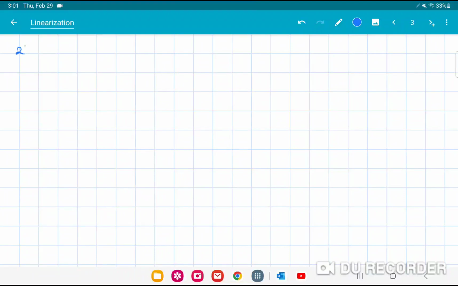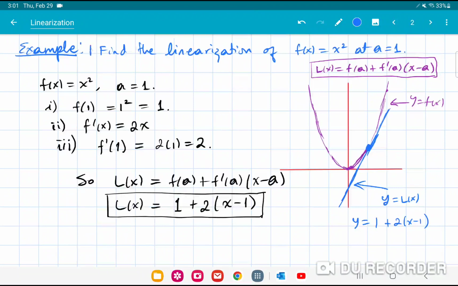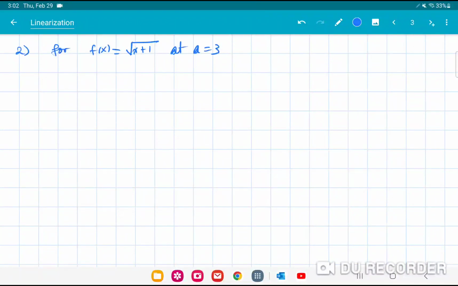So let's find the linearization for the function f of x equals the square root of x plus 1 at a equals 3. If the video is going too fast, you can pause it and take a look at it and then continue. Okay, so this was the page for the first example. I found the linearization of a function f of x equals x squared, a kind of simple function, at the point 1. This one is a little bit more complicated function, not too complicated, at the point 3.